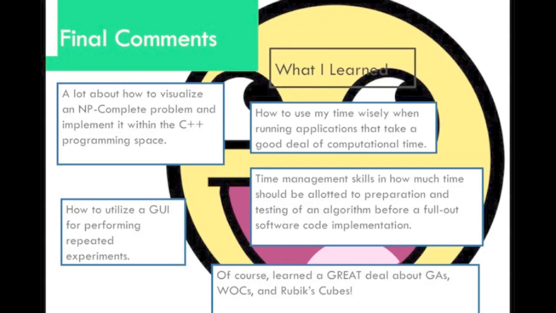Here are some final comments and what I believe I learned from this project. I definitely learned a lot about how to visualize an NP-complete problem and implement it within the C++ programming space. I also learned a lot about how to create a GUI and to utilize it for performing repeated experiments. I learned how to utilize my time wisely when running applications that would take a good deal of computational time. I also learned a lot about the software development process. A lot of time should be taken upfront in order to prepare and test your algorithm before your full-out software code implementation is performed. Of course, I definitely learned a great deal about genetic algorithms, wisdom of crowds, and Rubik's Cubes.